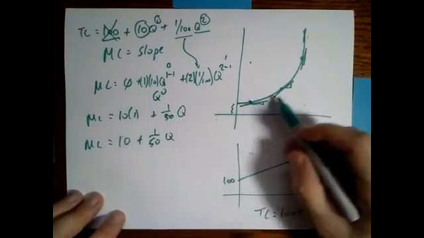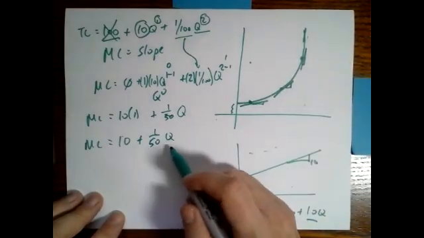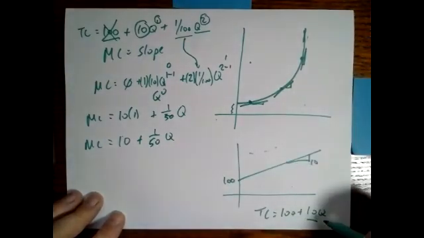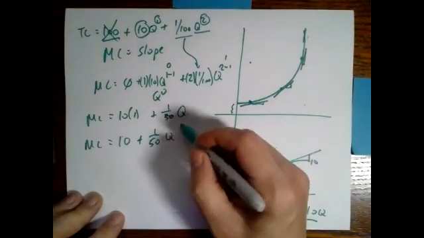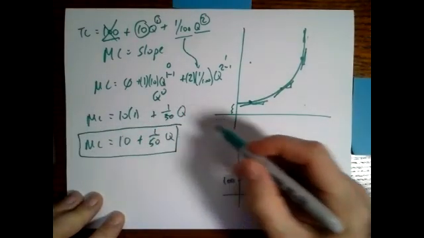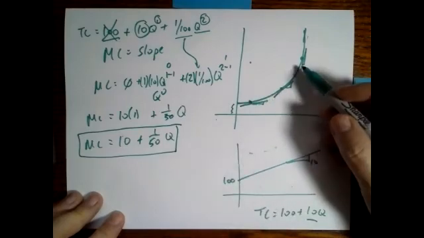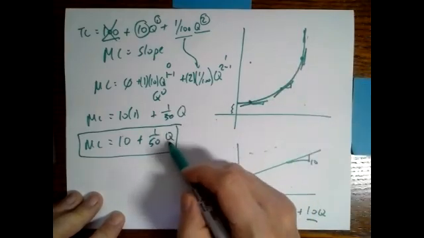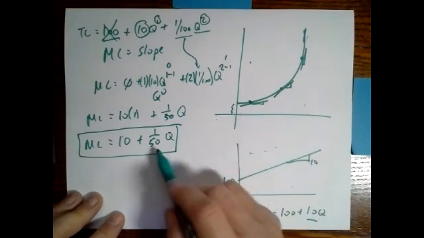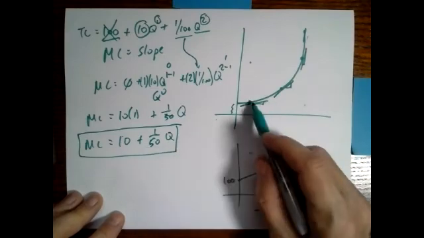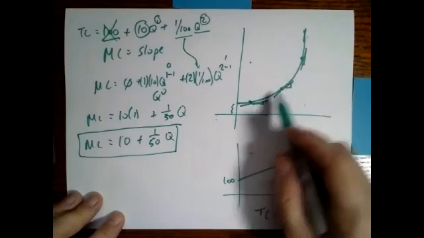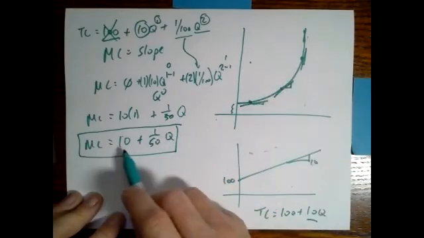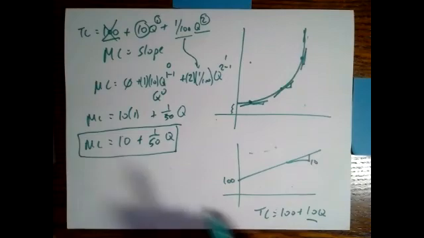So the slope of this line is 10 plus 1 over 50q. Well, down here, the slope was just 10, right? But in this case, because the slope is changing, we're going to have that variable still in it. So we're going to have this q. So as we move along the curve, the slope of the curve is going to continuously increase as q goes up.